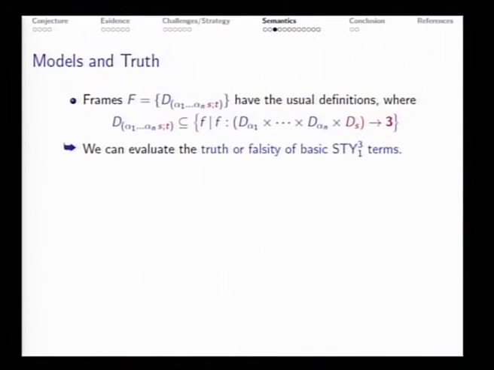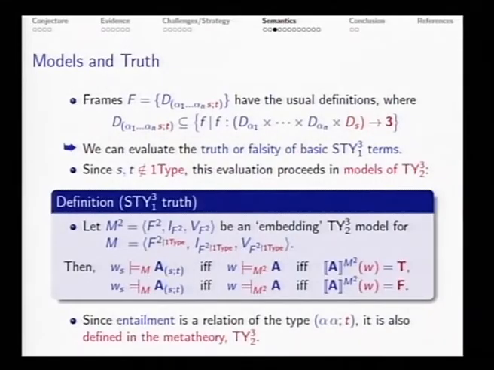Because we've identified our single basic type with the type ST, we will now be able to evaluate the truth and falsity of basic single type terms. However, because our single type logic doesn't have designated types for indices and truth values, this evaluation must proceed in models of the meta-theory Tie2. As a result, we can then say that a basic single type term A is true at an index W in a single type model M, exactly if A is true at W in the embedding model M superscript 2 of the meta-theory, and the inverse then holds for falsity.